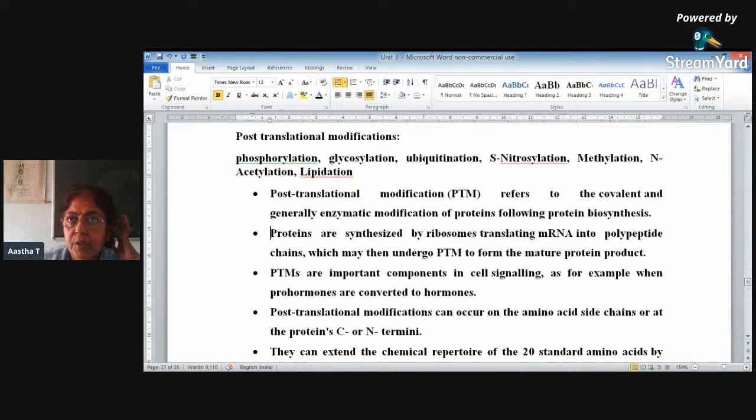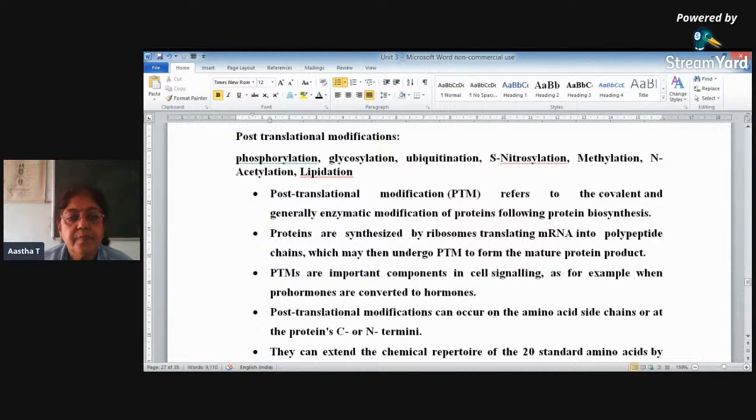Today I'll be giving you the notes of second and third unit. Second unit I've already given, so third unit I'll be giving. So let us start with post-translational modifications. After translation, the protein product which is formed will undergo some modifications. And in the modified form, only that protein will be active.